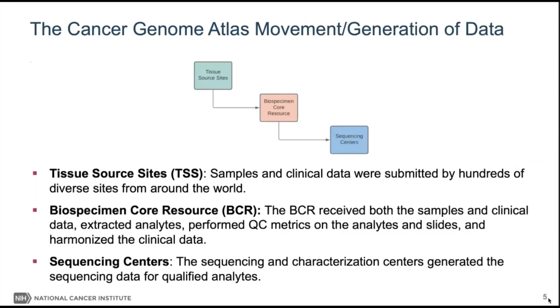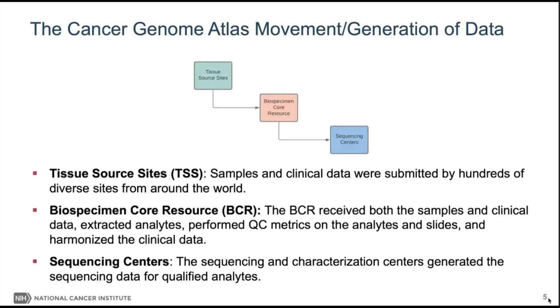My goal here today is to explain the clinical data, but I wanted to at least point out the process of how the data was moved and collected. The three primary entities within TCGA that created data that is now available at the GDC are the tissue source sites, which provided the samples from the patients. And they also provided clinical data to go along with those samples, and metadata about the samples themselves.